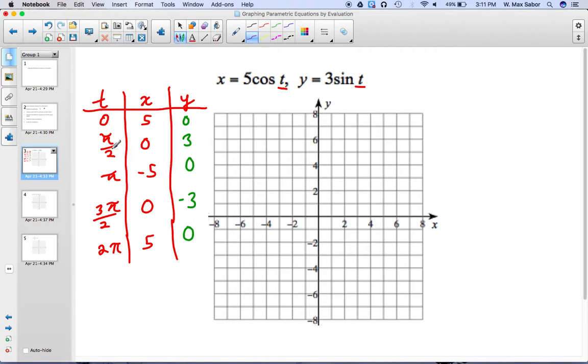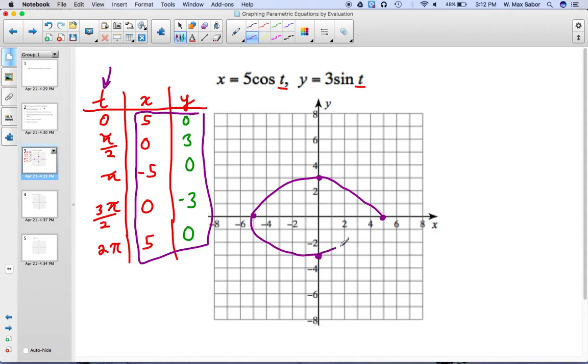And the order of these points does matter, as t increases is what we care about. So even though this was our input, we're going to look at this set of data points. I'm first going to plot 5, 0. Then I'm going to plot 0, 3. Then -5, 0. Then 0, -3. And then 5, 0. So what we saw was there was this pattern going on, and it actually describes an ellipse.